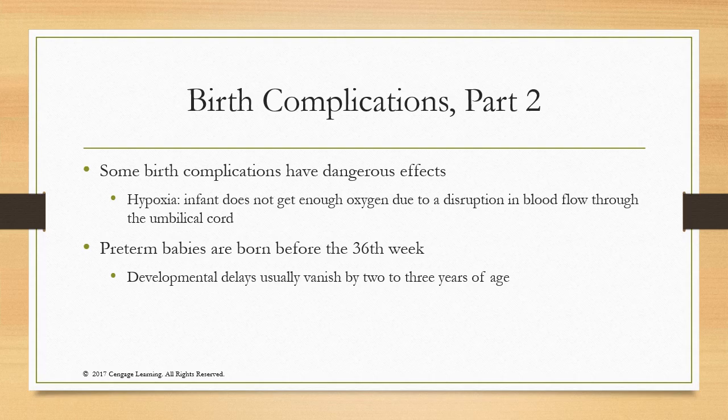Like it says, they just take a little bit longer because they're still taking extra time to develop outside the womb what they would have done inside the womb. So usually by 2 to 3 years they catch up and you can't tell the difference. But that all depends too on how preterm they were.